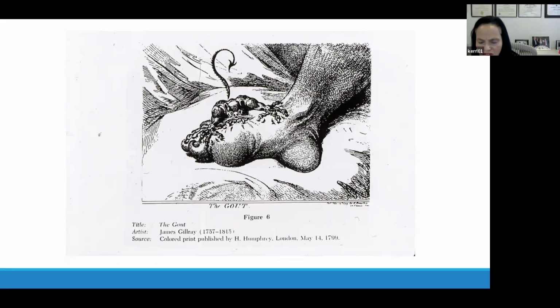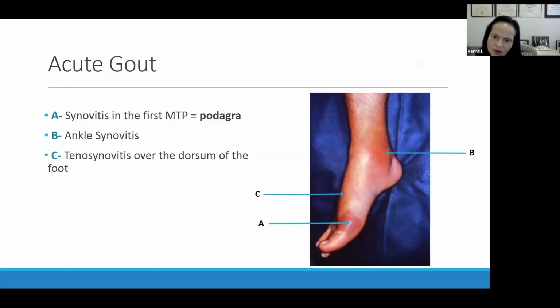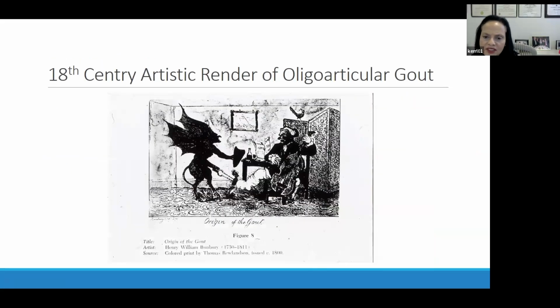And here's how it looked to lithographers in the 1700s, as if the devil was gnawing on your swollen and inflamed toe. And here's how it looks in the flesh. And this is actually a polyarticular, oligoarticular attack. You've got 3 joint areas: an inflamed ankle, inflamed tenosynovitis over the dorsum of the foot, and of course that markedly inflamed first MTP known as podagra. So this patient can't walk. This is disabling.